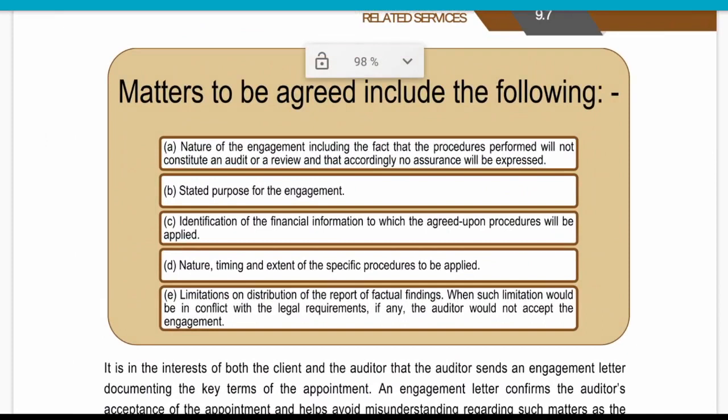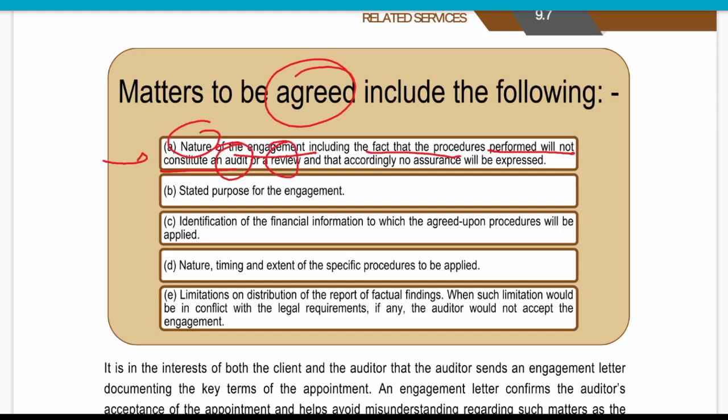Clear? Okay, great. So, matters to be agreed include the following things. Before accepting any related services, you need to make sure that there is a clear understanding between you, the users and the client, about what procedures are agreed upon. Matters to be agreed include the nature of engagement, that is, what kind of engagement this is. The fact that procedures performed will not constitute an audit or review. You need to make sure that no audit and no assurance will be expressed.